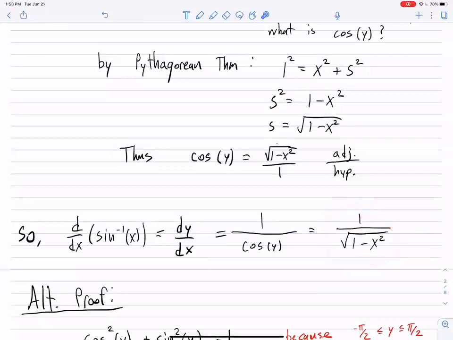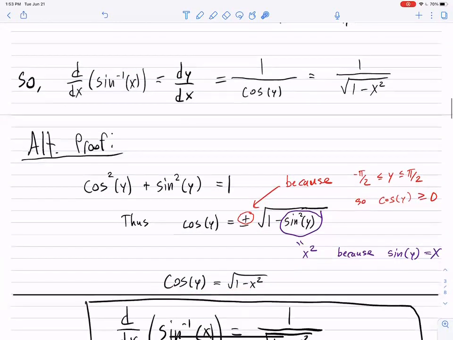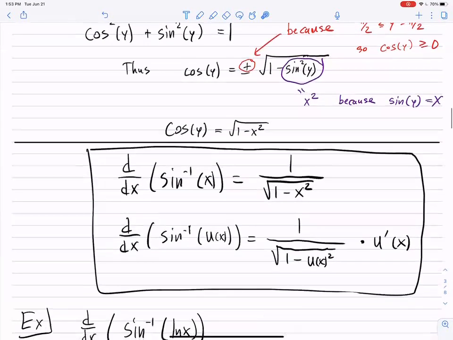A quick alternate proof, you can use the fact that cosine squared plus sine squared equals 1. And then solving for cosine, you get plus or minus square root of 1 minus sine squared. But sine squared y is just equal to x because sine of y is equal to x. And so you get cosine of y is square root of 1 minus x squared. So you could do that too. At the end of the day, though, we get this rule. The derivative of sine inverse of x is 1 over the square root of 1 minus x squared. So we just add it to our rule.